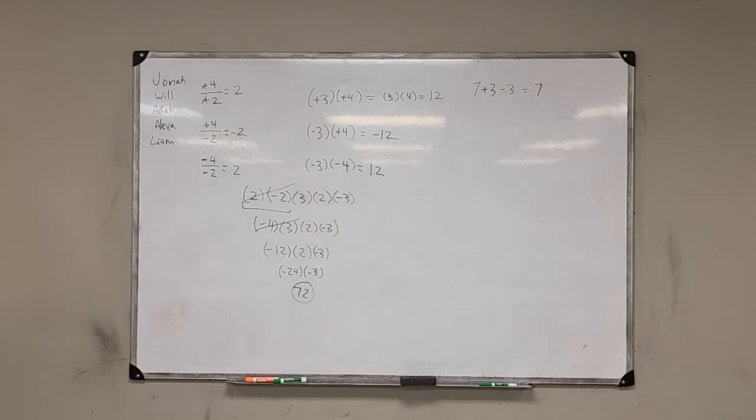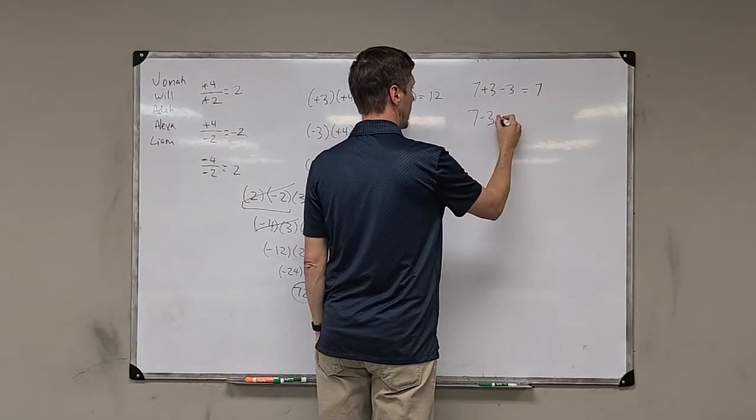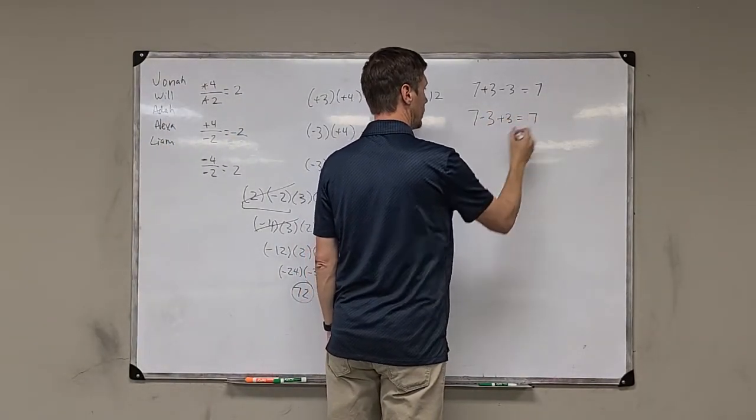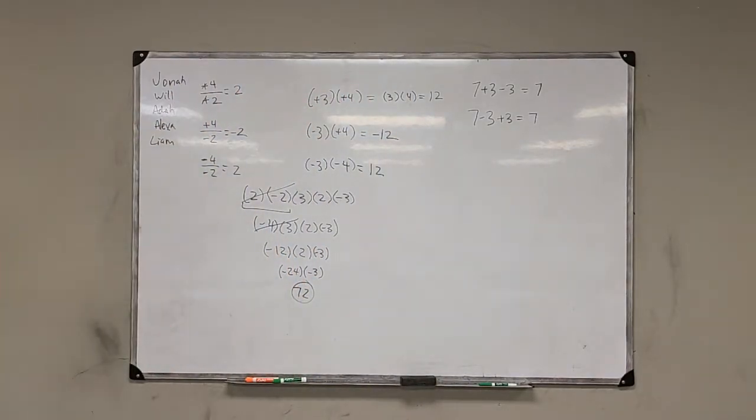So subtraction is the inverse operation for addition, and vice versa, right? If I had 7 minus 3, and I wanted to get rid of that minus 3, I would say plus 3, and it would undo the minus 3 there, or the negative 3.